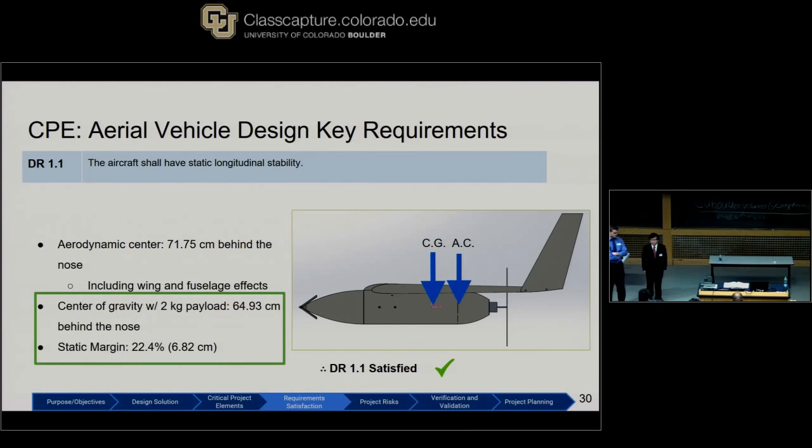Next, derived requirement 1.1. The aircraft shall have static longitudinal stability. Shown on the right here is a side view of our aircraft with the center of gravity and the aerodynamic center labeled. The aerodynamic center is approximately 71 centimeters behind the nose and was calculated using AAA, and it accounts for wing and fuselage effects. The CG is at approximately 65 centimeters behind the nose and was calculated using SolidWorks. This gives us a static margin of approximately 22%. Therefore, derived requirement 1.1 is satisfied.